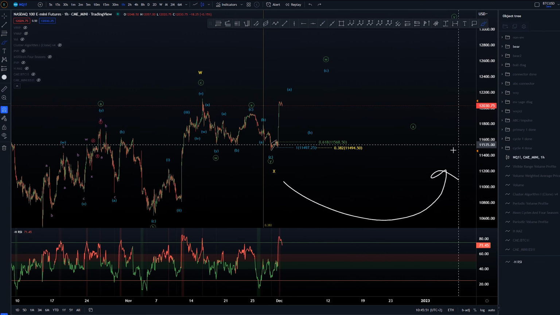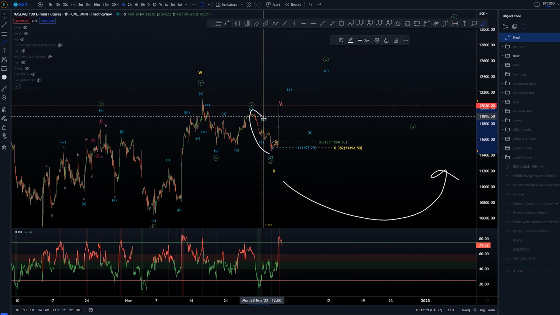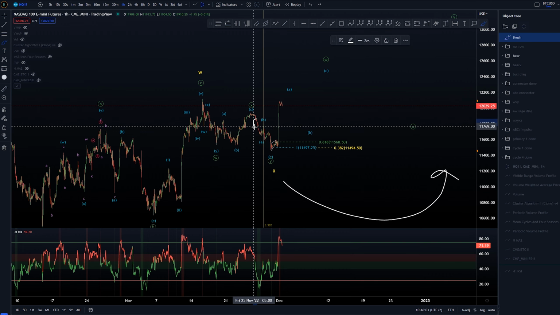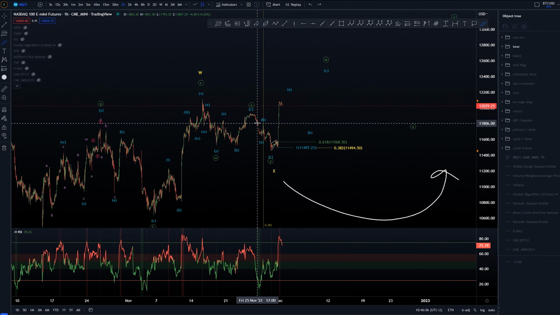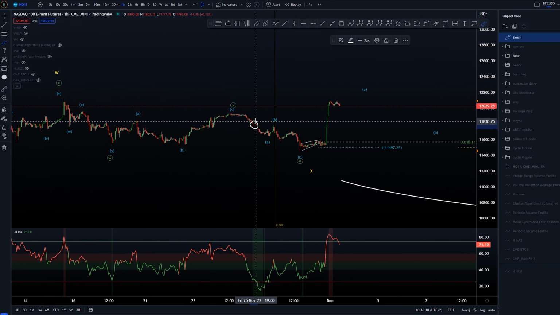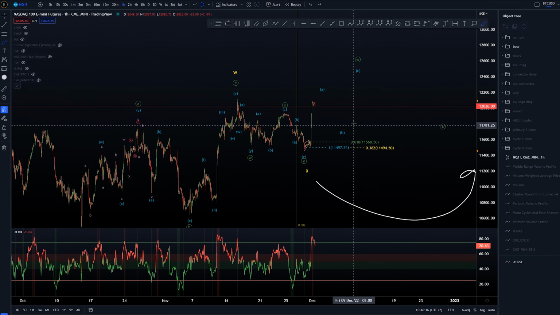There is no such thing as a 5-3-3, but at the moment I don't know how I would be labeling this. Maybe it's a WXY and there are just missing structures here that I just don't see, or this retracement here is something like that in reality, and this should be a WXY instead.